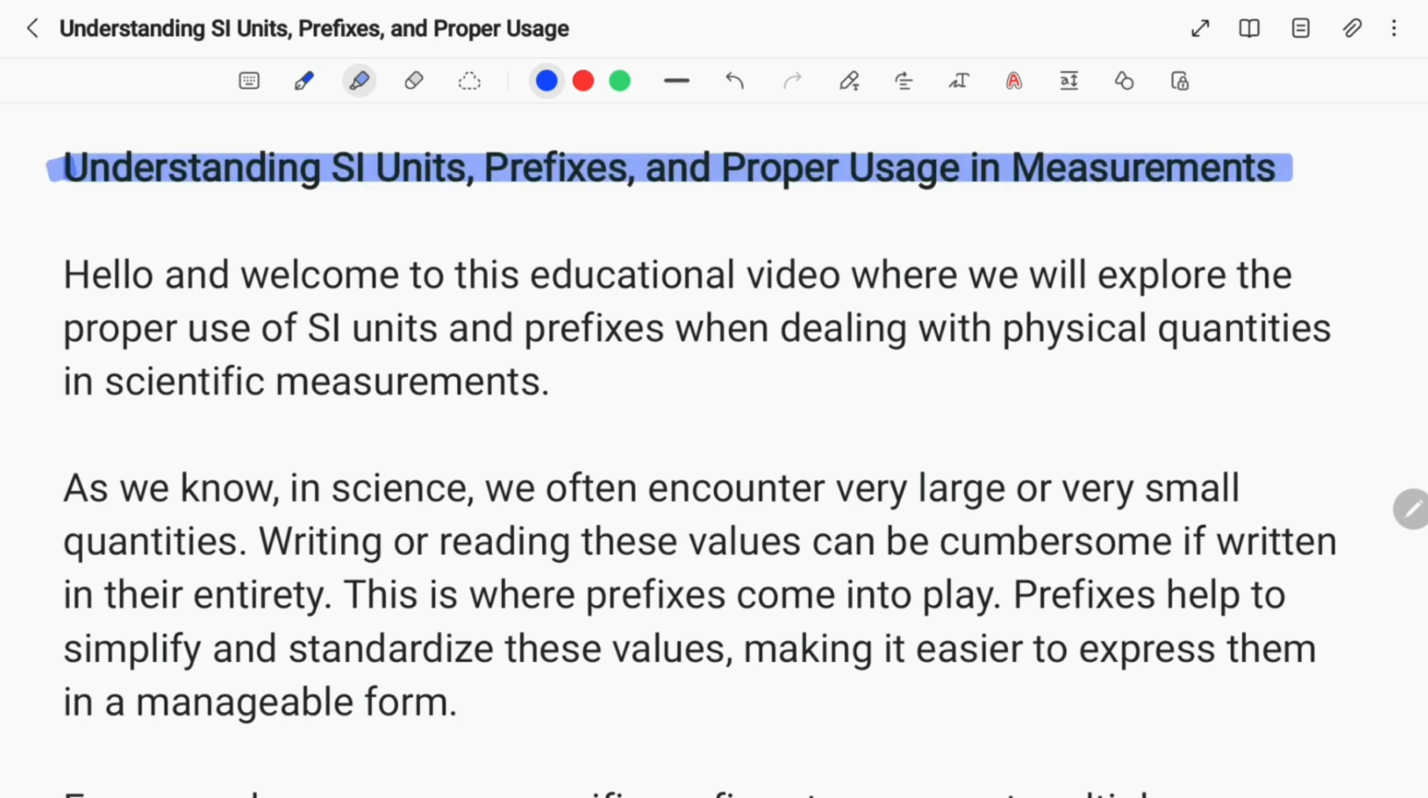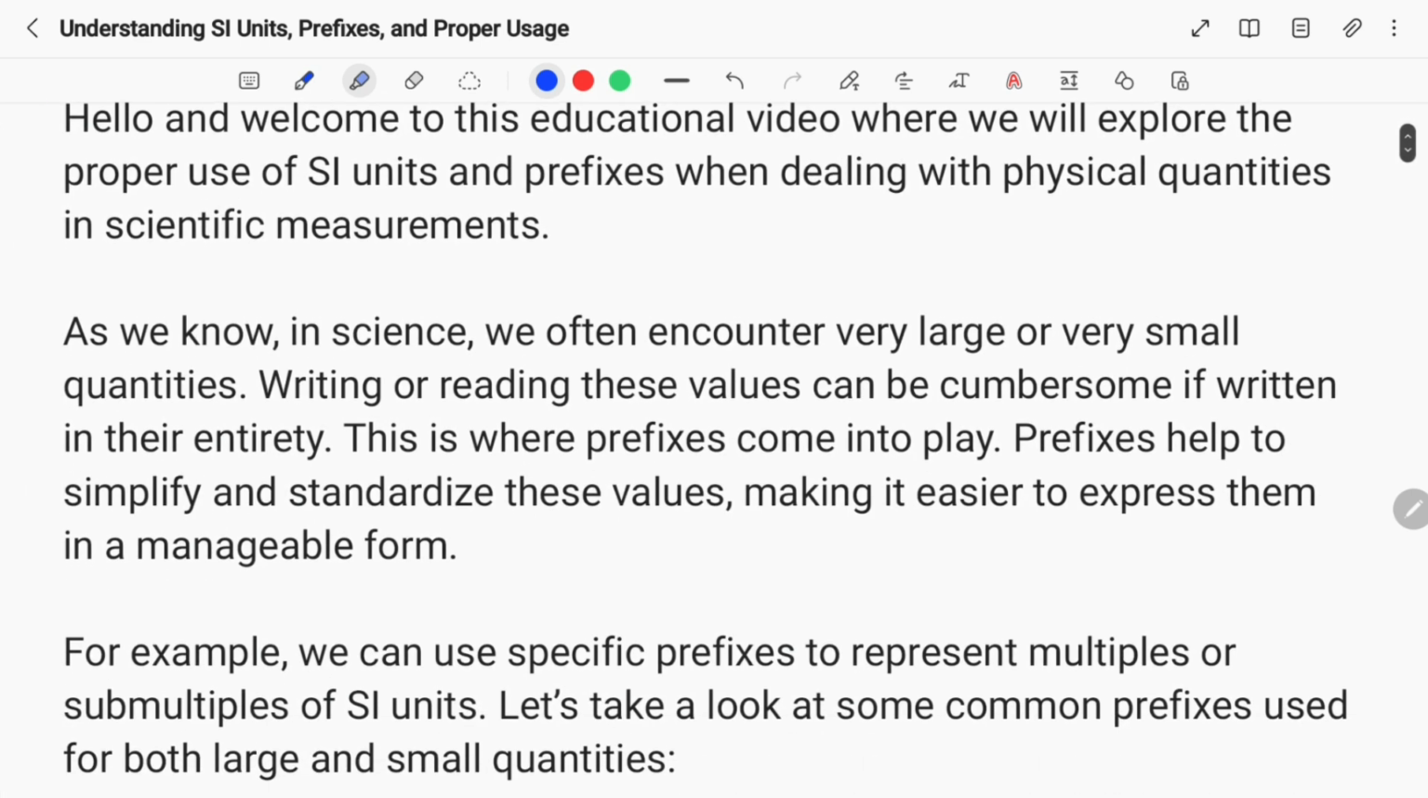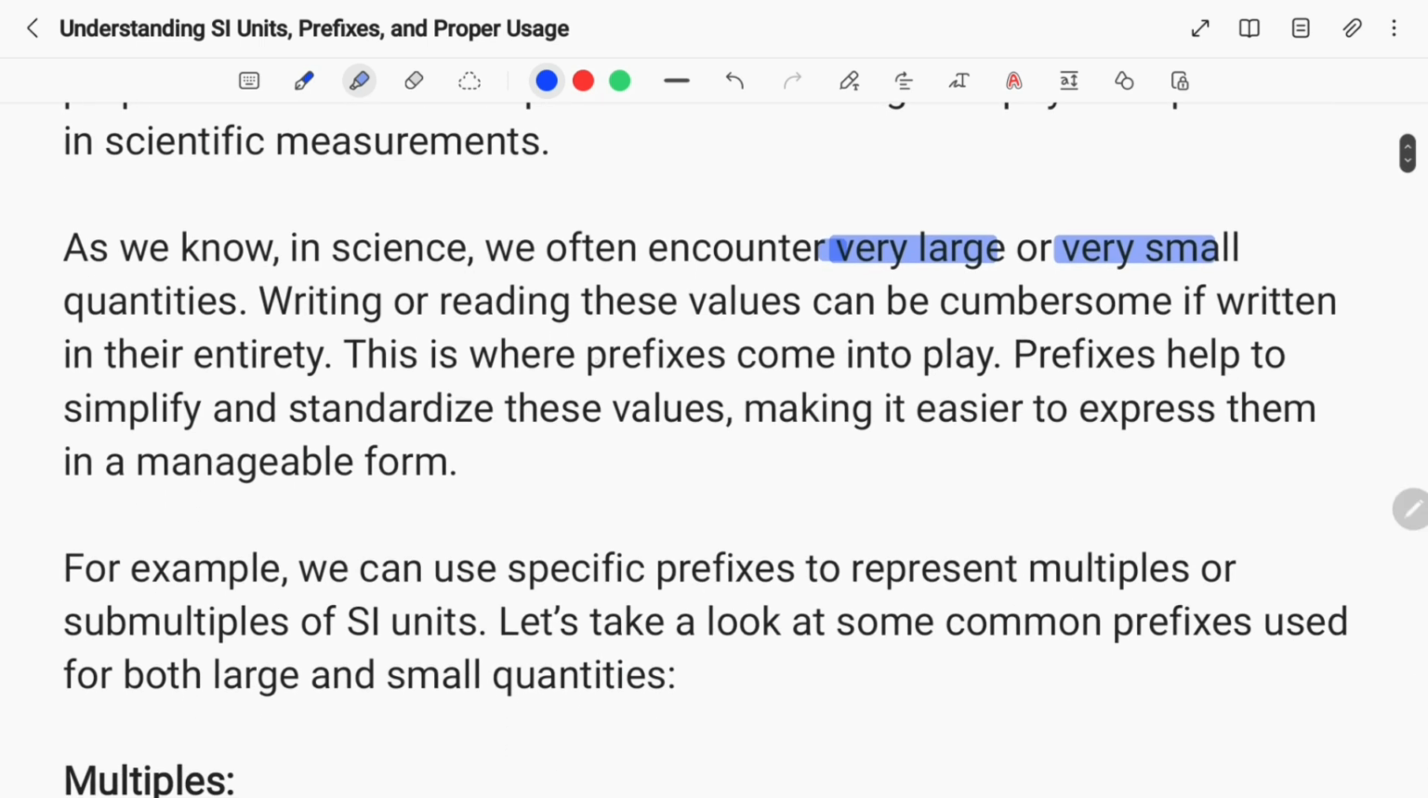As we know, in science, we often encounter very large or very small quantities. Writing or reading these values can be cumbersome if written in their entirety. This is where prefixes come into play. Prefixes help to simplify and standardize these values, making it easier to express them in a manageable form.